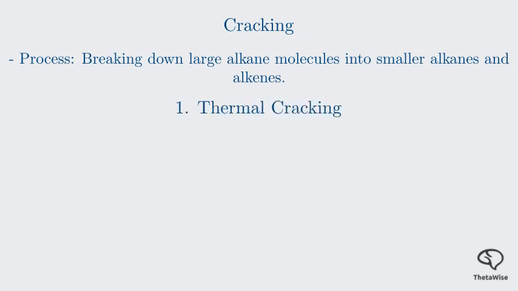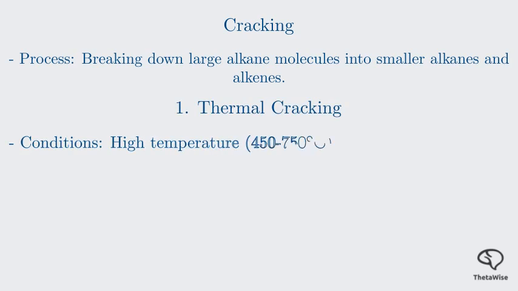So, what are the two methods? The first is thermal cracking. This method uses very high temperatures, typically between 450 and 750 degrees Celsius, and high pressures around 70 atmospheres. It gives a high proportion of alkenes.